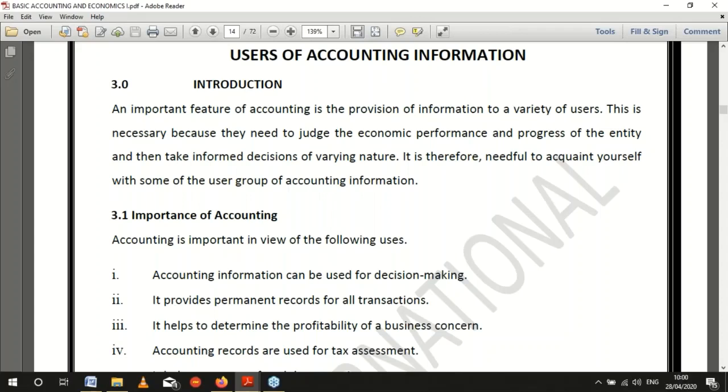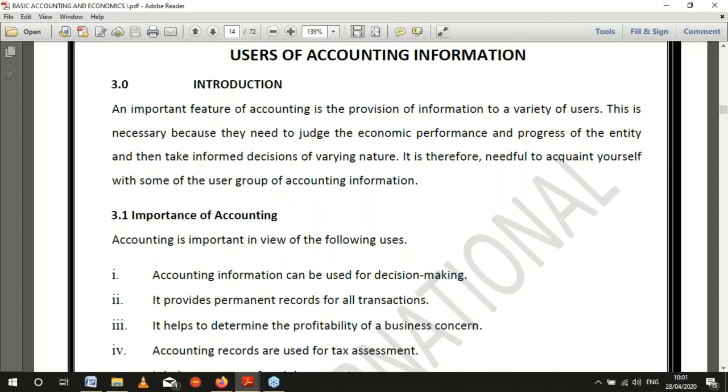Also, the value of assets received in exchange is reasonably certain. You know the value of what you have, how much you have. That's why at the end of every year there is what is called the statement of account, which is done at the end of the year. So this concept holds it.